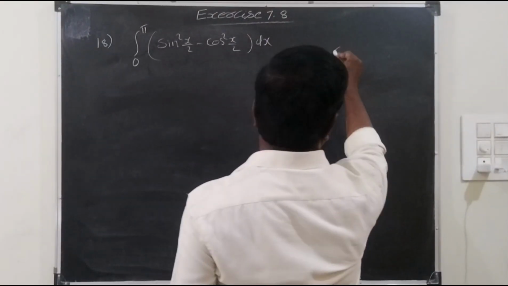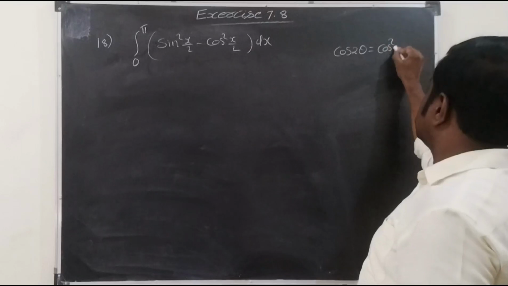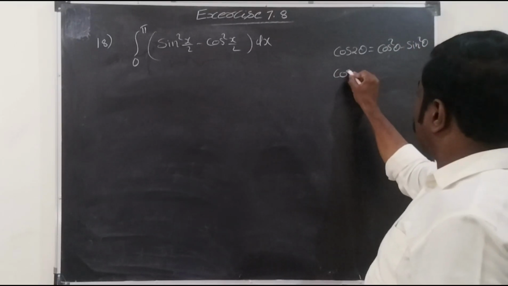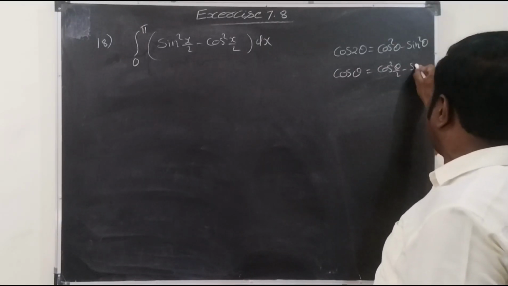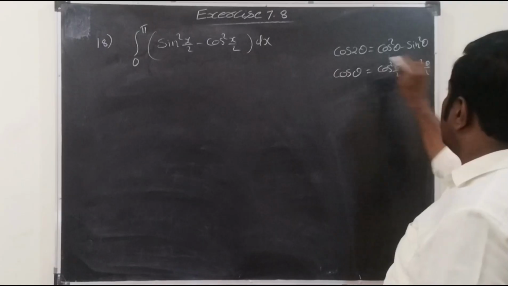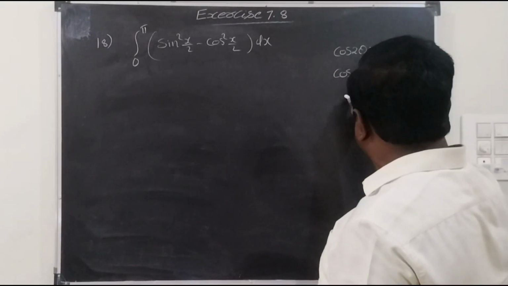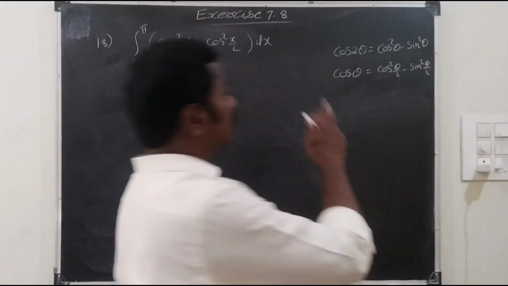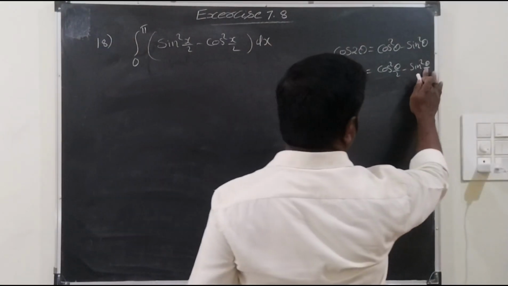We know the cos 2 theta formula, right? Cos 2 theta is equal to cos square theta minus sin square theta. Then cos theta is equal to cos square theta by 2 minus sin square theta by 2. 2 theta means theta. When the angle becomes half on the LHS, on the RHS also the angle will become half. So the cos theta formula is cos square theta by 2 minus sin square theta by 2.